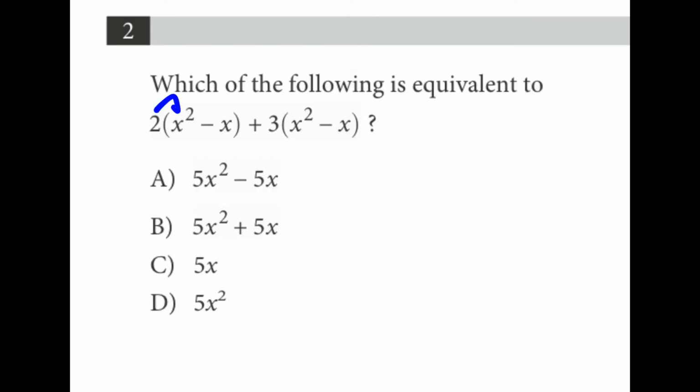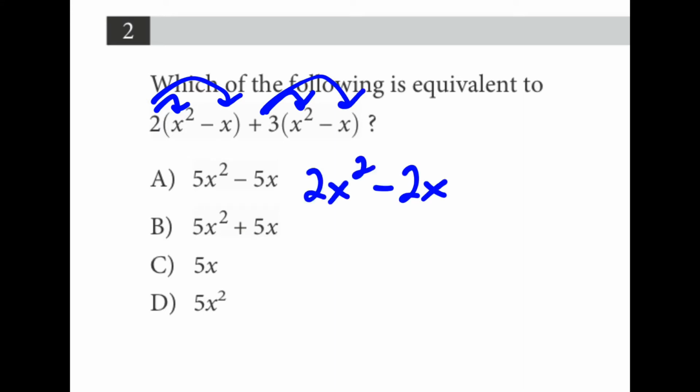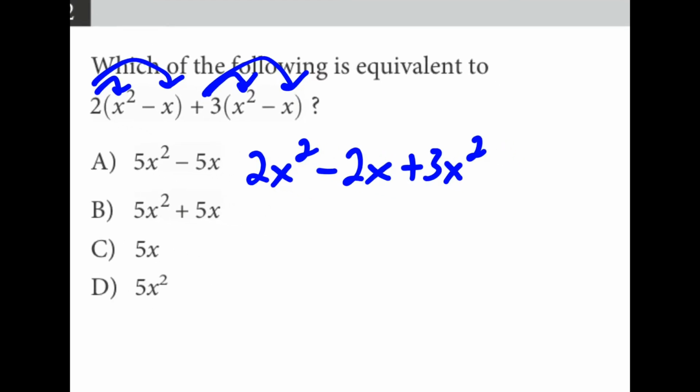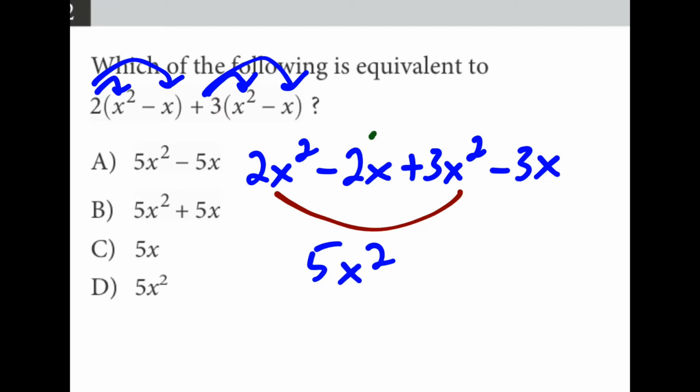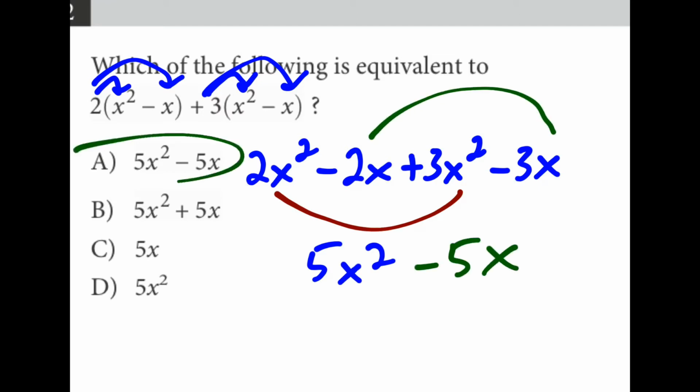Number 2 requires distributing and combining like terms. So 2 times x squared is 2x squared. 2 times negative x is negative 2x. 3 times x squared, 3x squared. 3 times a negative x is negative 3x. I can combine my x squared terms. This gives me 5x squared. And I can combine my x terms. This gives me minus 5x. A is your best choice.